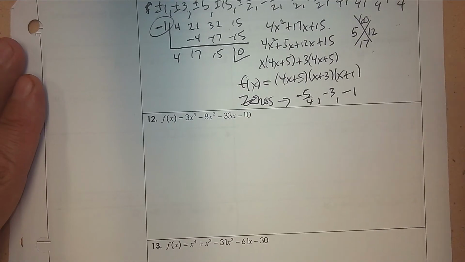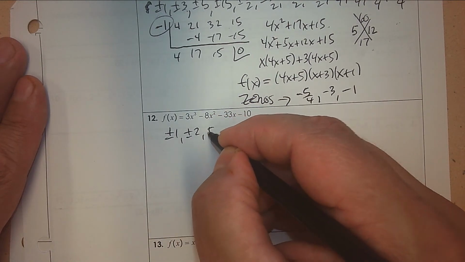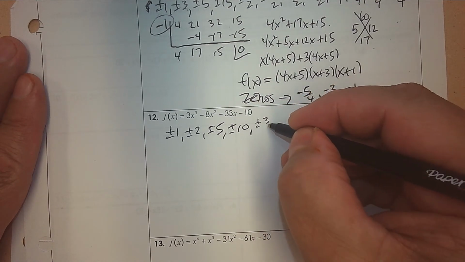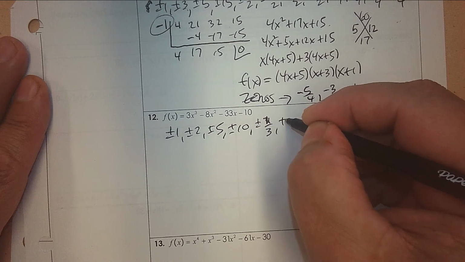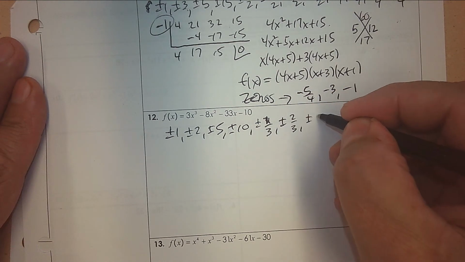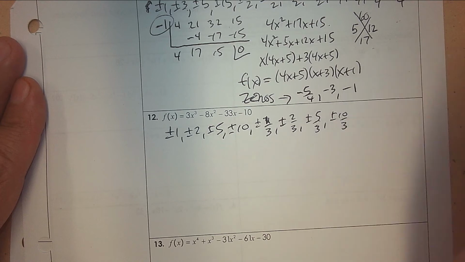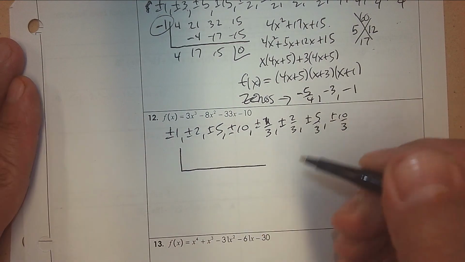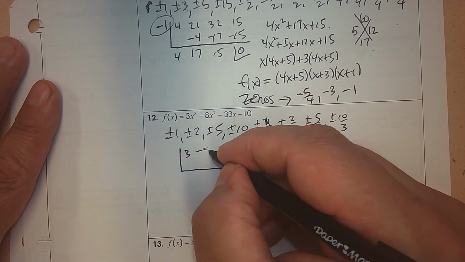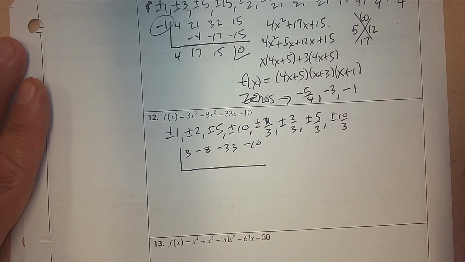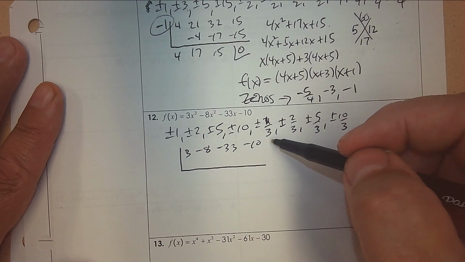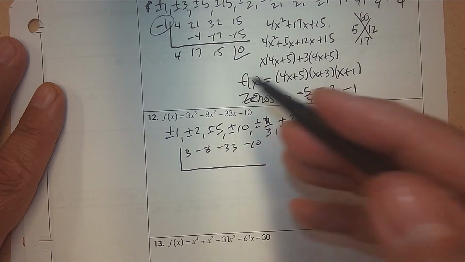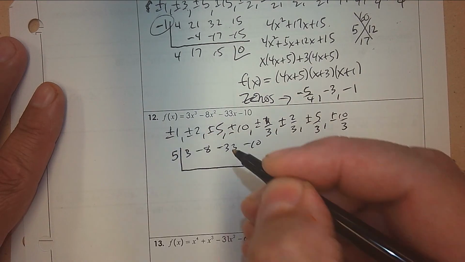Number 12, we're going to create our list, all the numbers that go into 10, and then over 3. So the same numbers, but over 3. Now I'm hoping not to use these fractions at all. So let's do synthetic division. 3, -8, -33, and -10. So does it add up to 0? No. But there is a sign change in there, so there's a positive number that works. So you keep trying until you find the remainder to be 0.